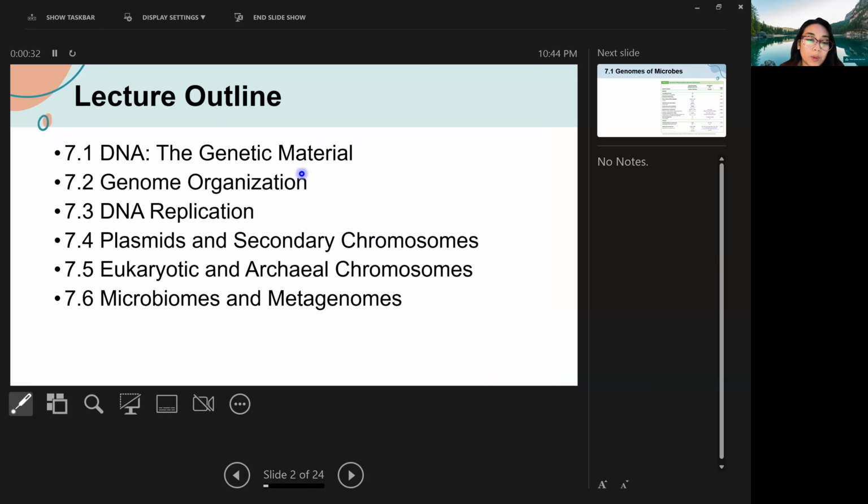So we're going to first talk about DNA just in general, and we'll talk about how the DNA is kind of organized in the bacterial cell. But then, yeah, the main bulk of it is talking about DNA replication and the plasmids. And then at the end, we kind of just briefly go over the eukaryotic and archaeal chromosomes. So we're really focusing on bacterial chromosomes here, but we do touch upon the other types of chromosomes. And then finally, just a couple things about microbiomes and metagenomes.